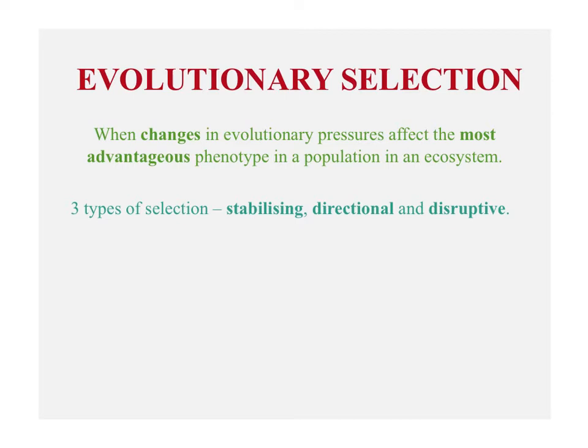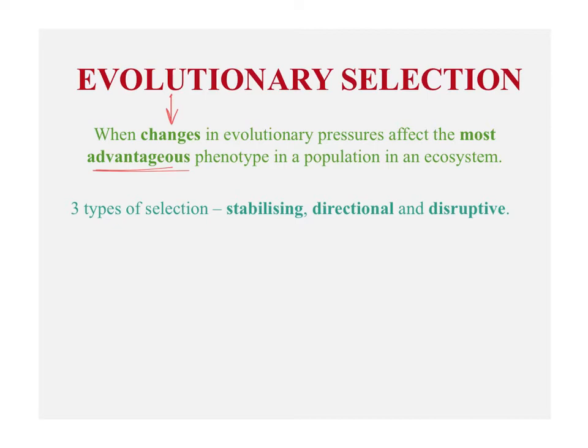And we're going to take a look at the 3 types of selection today. And evolutionary selection is as defined in that green sentence, when changes in evolutionary pressures affect the most advantageous phenotype in a population in an ecosystem. So we're looking at a specific group at a specific point in time, and we're seeing how the most advantageous phenotype is changed. So how is the distribution of that organism, that phenotype, changed?